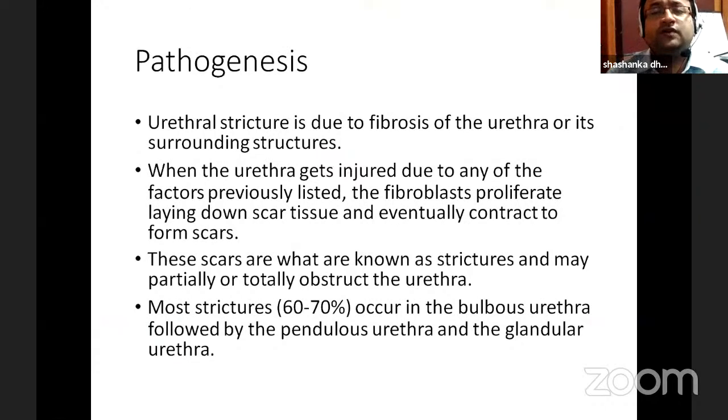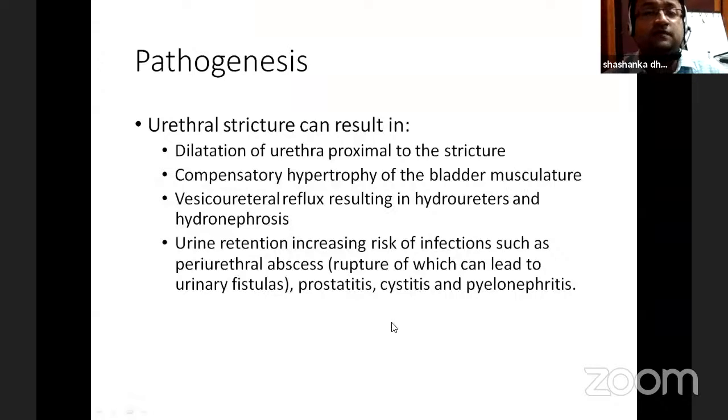When the urethra gets injured due to any of the factors listed, the fibroblasts proliferate, laying down scar tissue and eventually contracting to form scars. These scars are what are known as strictures and may partially or totally obstruct the urethra. Most strictures occur in the bulbous urethra, followed by the pendulous urethra and the glandular urethra. So bulbar strictures are most common, about 60 to 70%.